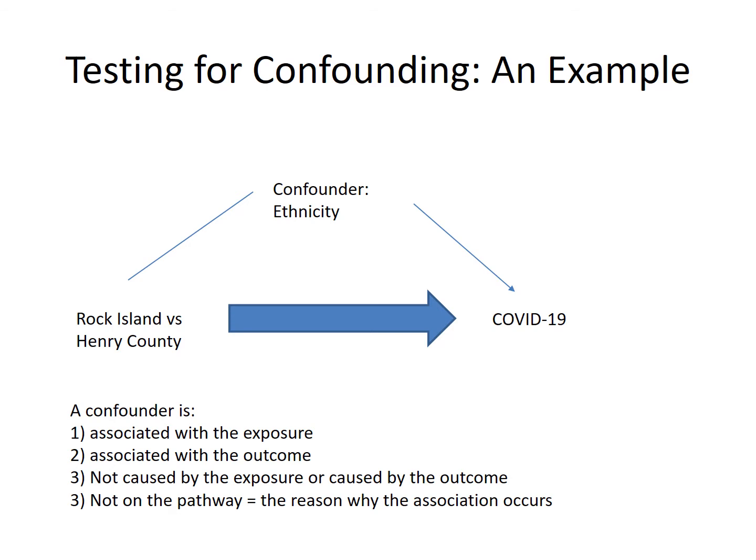It is not caused by the exposure, so obviously being in one county or another is not causing ethnicity, and it's not on the pathway. It's not the explanation why the association occurs. Now somebody might say, well, the reason why Rock Island County and Henry County are different is because of the ethnic differences. If that's the rationale for looking at ethnicity, in that case we would say it's not a confounder. Now, personally, I'm interested to see whether the Rock Island and Henry County are different independent of ethnicity. So I want to take that ethnicity issue out of the equation.